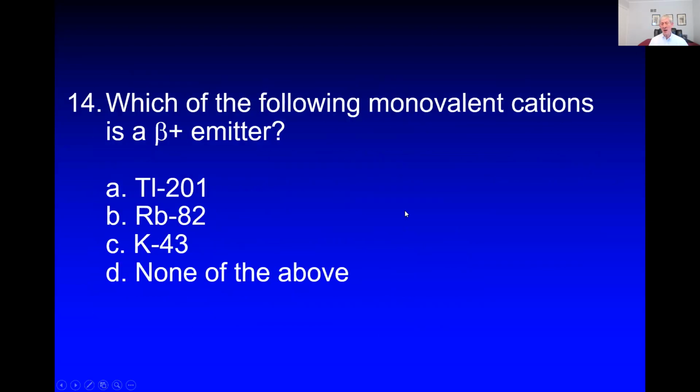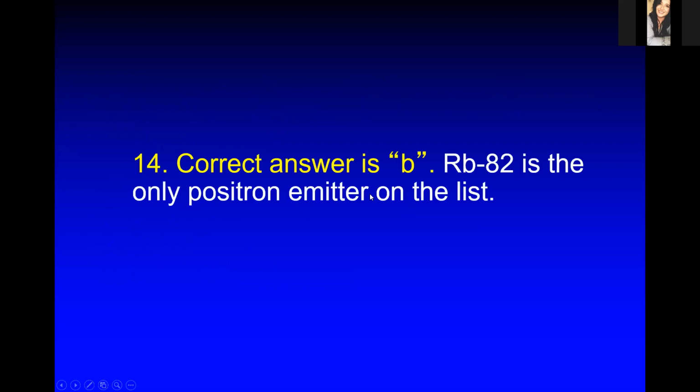Which of the following monovalent cations is a positron emitter? B only, correct.